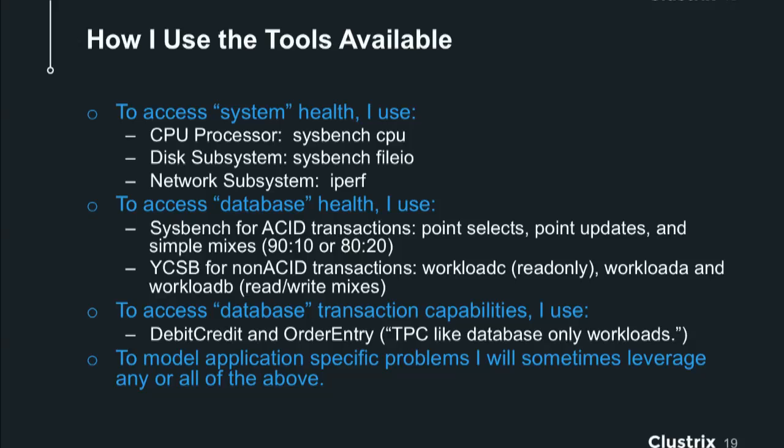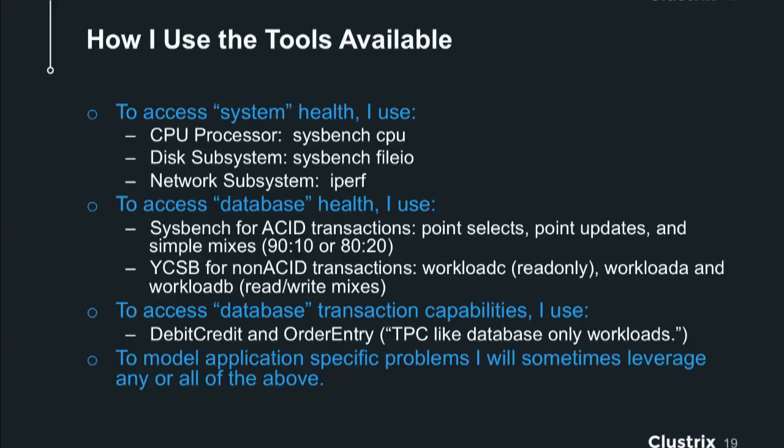If I want to assess the database health, well, it depends on whether I'm going after a relational database ACID property environment. If I'm using a tool set for that, we'll use Sysbench for that potentially. And we'll often throw together some mix, 90-10, 80-20 reads to write ratios in that mix, trying to make it a multi-statement transaction kind of in there. We'll run this thing through that.